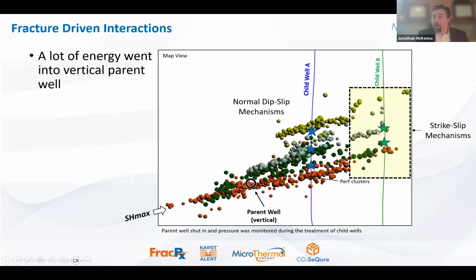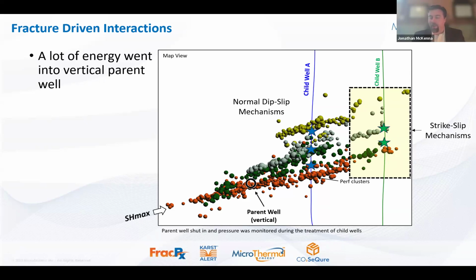And it may look like that we are sending maybe even some fluid back towards child well B, but in this case, in this yellow shaded box, all these events have changed to strike slip mechanism. Over here, they were dip slip. And what that suggests is now we have an altered stress state occurring here, and we're reactivating fractures that occurred initially from child well B. And we're actually seeing that this area is already pressured up when you treat this other area. So that's what these strike slip mechanisms are telling us, that it's an altered stress state.